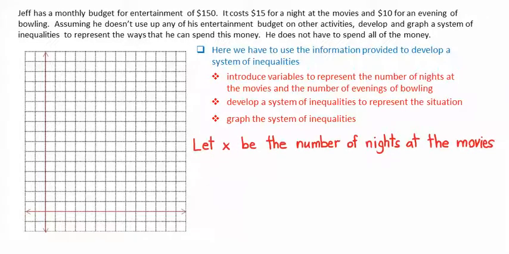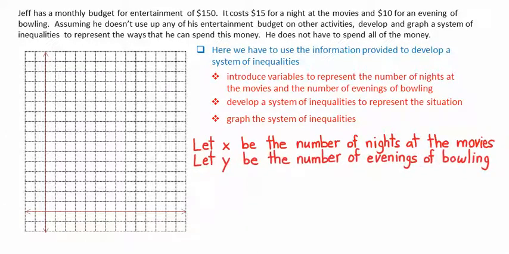For this case, I'll use x to represent the number of nights at the movies, and y to represent the number of evenings of bowling. Since each night at the movies costs $15 and each evening of bowling costs $10, we can come up with the inequality 15x plus 10y must be less than or equal to 150.